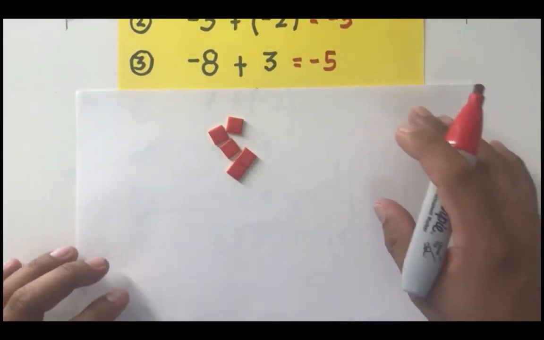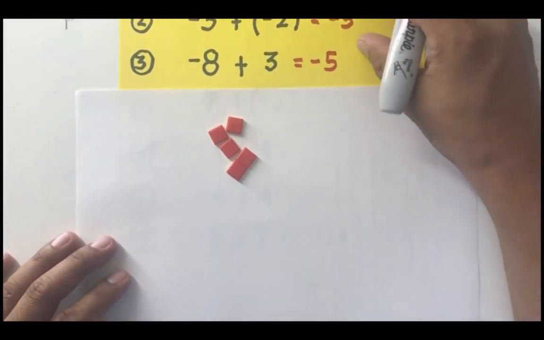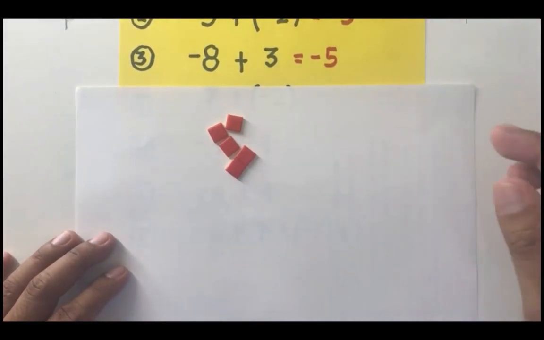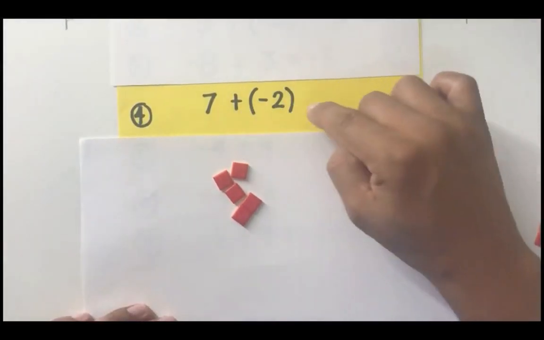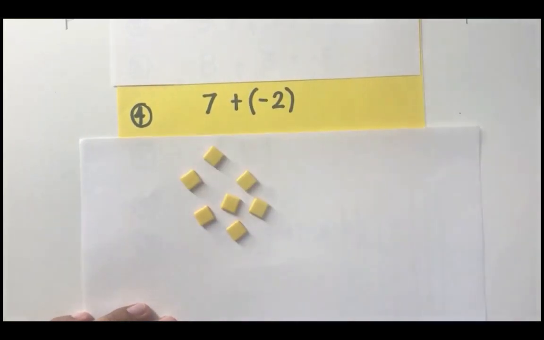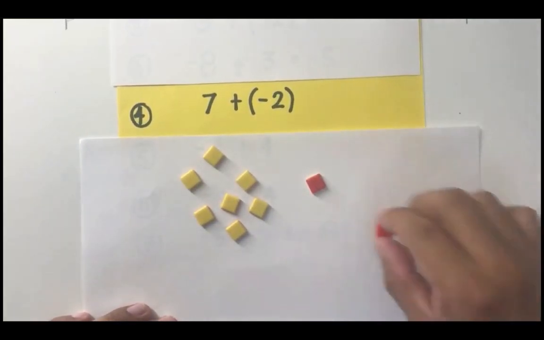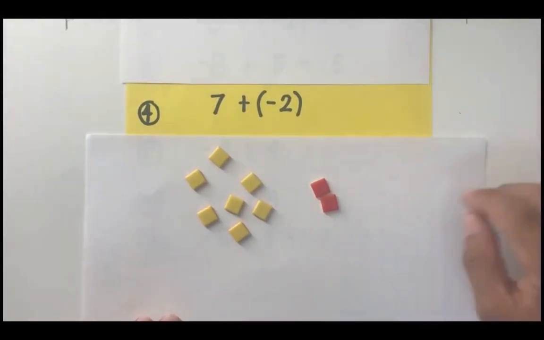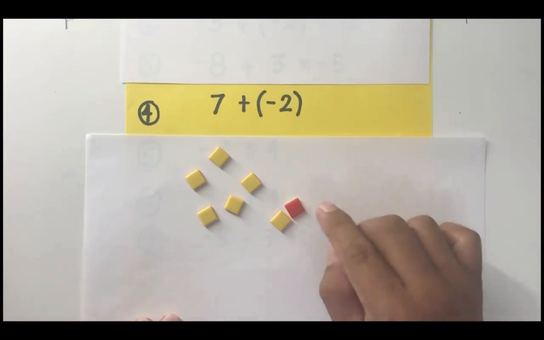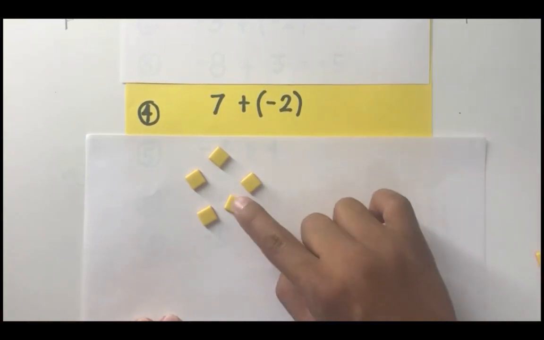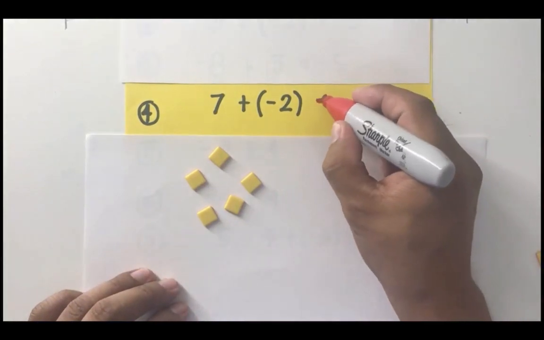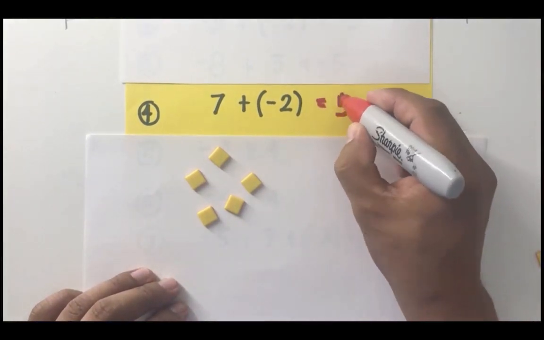That's what I mean by using the zero pair most of the time when you are dealing with addition and subtraction of integers, which we are going to show later. If you have 7 plus negative 2, we represent it this way. So you have 7 yellow and negative 2, so you have 2 red. And then we remove the zero pairs. This one and this one pair. These two, another pair. So what's left is 5 yellow, and yellow is positive. So this is equal to positive 5.